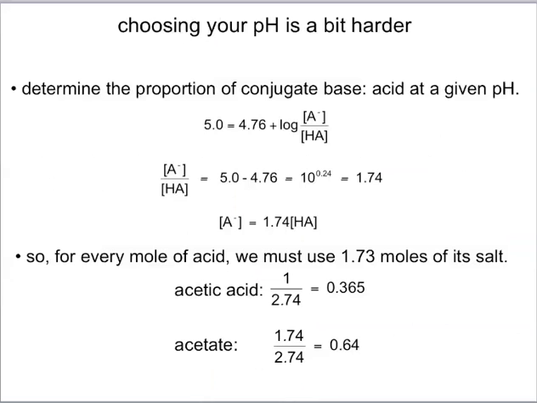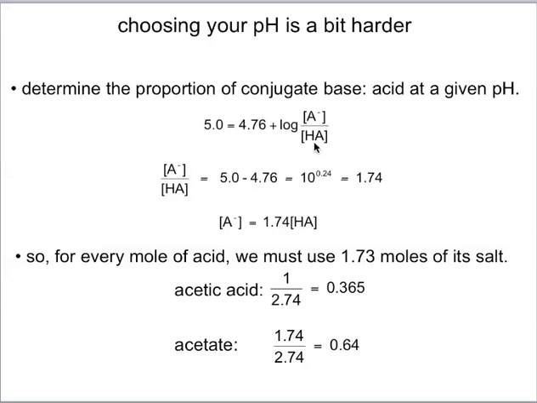However, you might want to dial your pH in precisely, so you might want to do a little calculation and determine what the proper ratio of weak acid to conjugate base is. Here's a simple way to do that. There are other ways, but we'll focus on this particular way. Determine the proportion of conjugate base to acid at a given pH. Now we're going to plug in our desired pH. Say again we're using acetic acid. Here's the pKa. We want to work at pH 5.